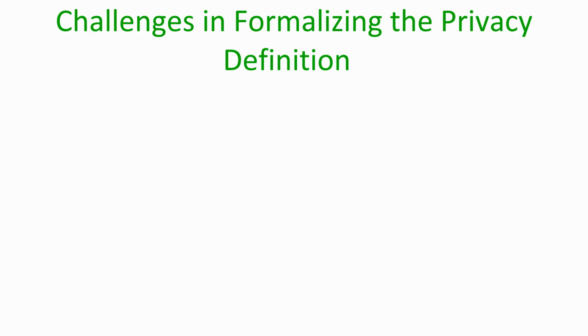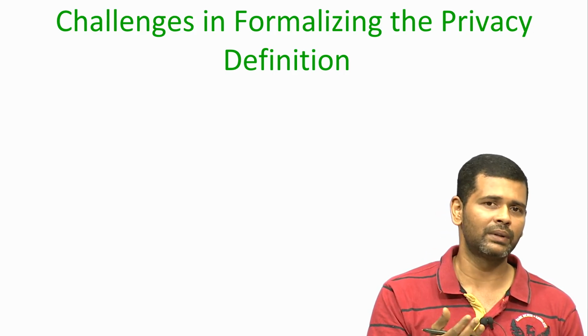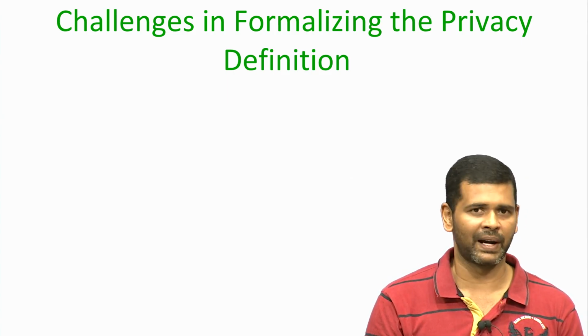However, it turns out that if we want to formalize the privacy definition, there are several challenges that we face. So, what I am going to do next is propose a series of definitions to formalize the privacy condition, and then we will see a potential loophole in each of these potential definitions, which is going to show you how difficult it is indeed to come up with the right definition of privacy.